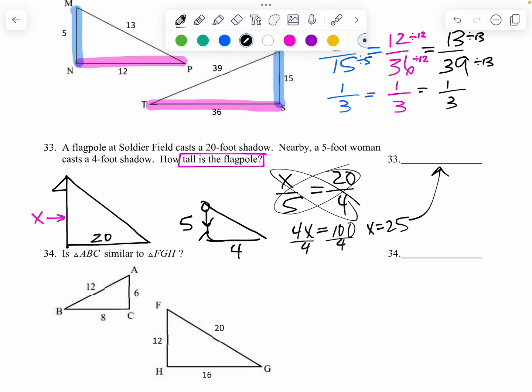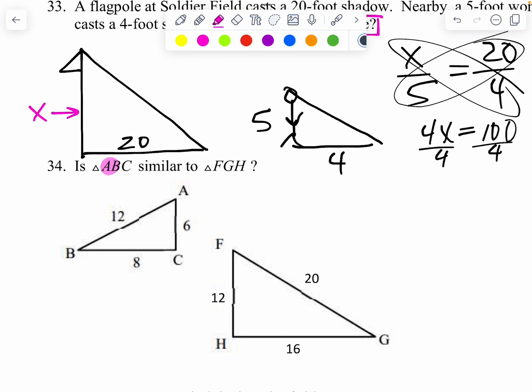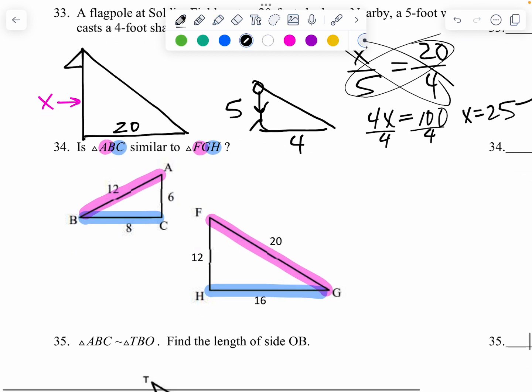That's the answer for number 33. Number 34, is it similar? Okay, so again, I have A and B are my first 2 letters. I'm going to highlight that. That matches up with F and G. I'm going to highlight that. I'm going to use a different color to do my second 2 letters, which are B and C. My second 2 letters here are G and H. So now I know how to make my fractions.